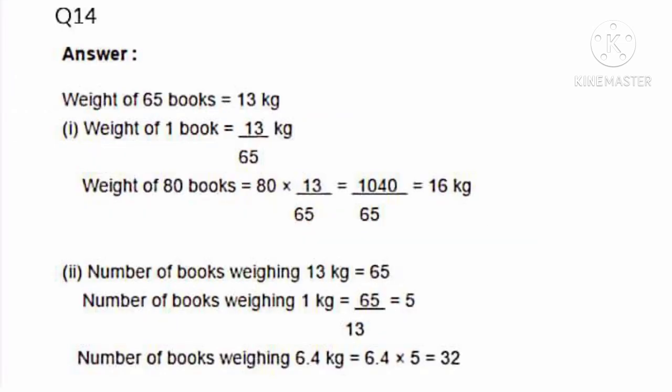Okay. Come to question number 14. The weight of 65 books is 13 kg. So what is the weight of 80 such books? So weight of one book will be 13 by 65 and weight of 80 books will be 80 into 13 by 65, that is 16 kg.